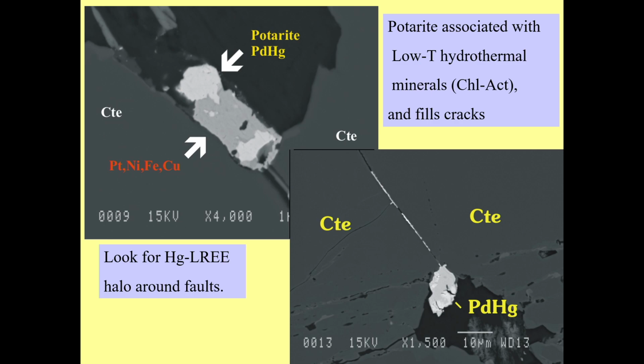And this showing is actually surrounded by a light rare earth enriched halo. And so in areas of poor outcrop, it might be useful to look for mercury and light rare earth anomalies in your ground, in your soils, because the mercury is going to be pretty easy to spot.